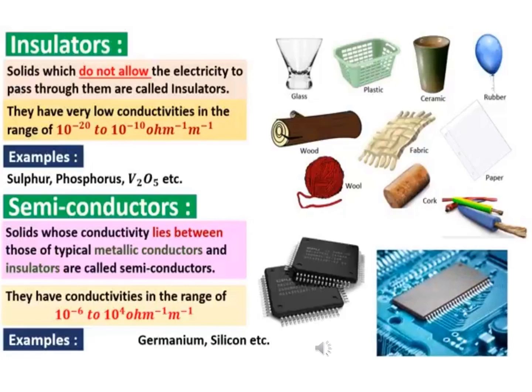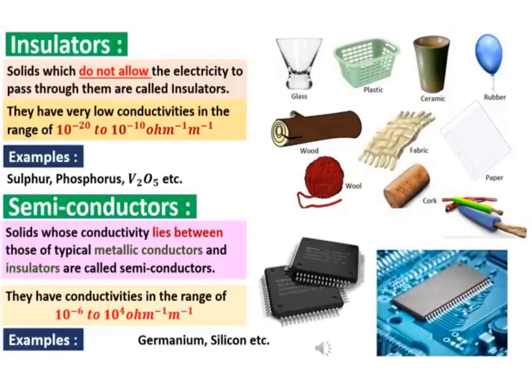If we take examples of insulators from our daily life, we can see glass, wood, plastic, ceramic, rubber, fabric, wool, or cork are examples of insulators. Electricity cannot pass through them. From other materials, sulfur, phosphorus, or vanadium pentoxide are examples of insulators.